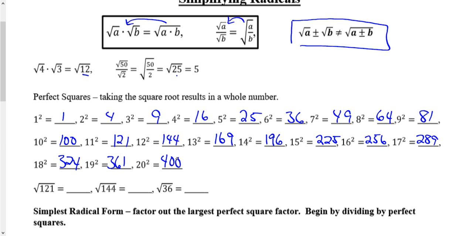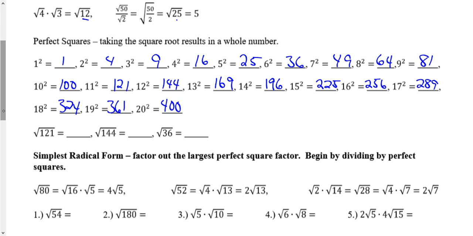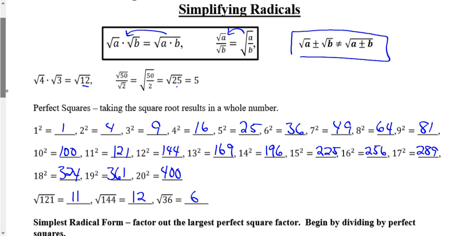So let's take a look at some of these perfect squares to see what happens when we take the square root. 121. What is the square root of 121? 11, a nice whole number. What's the square root of 144? And the square root of 36? So we're going to combine the concept of this list of perfect squares with these properties up here to write things in simplest radical form.